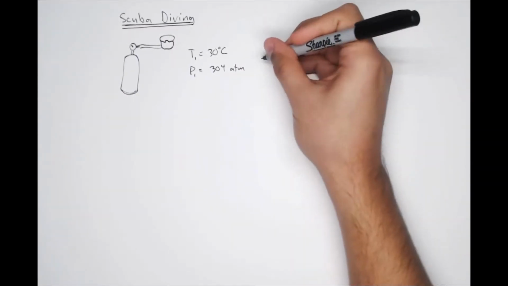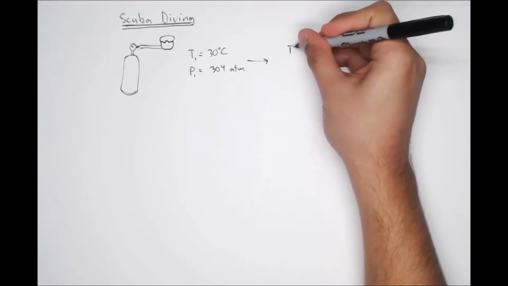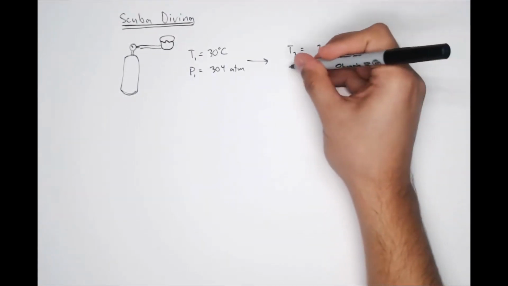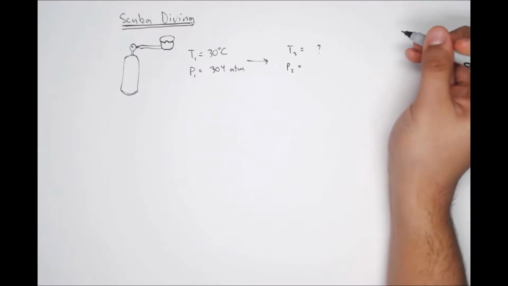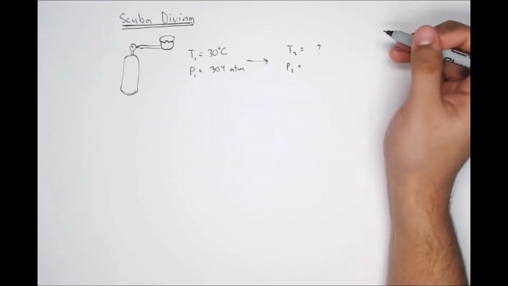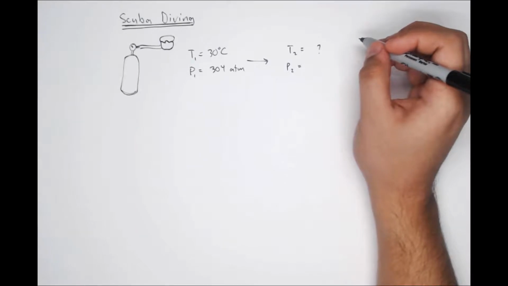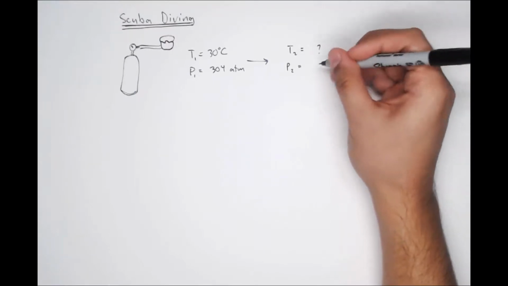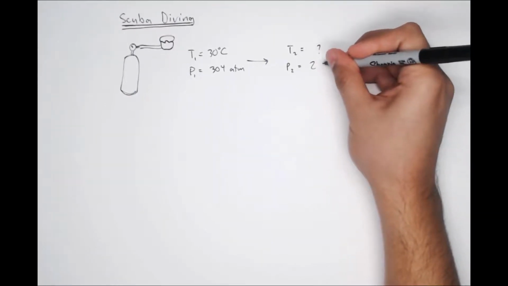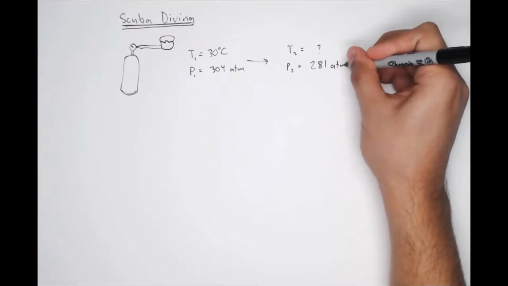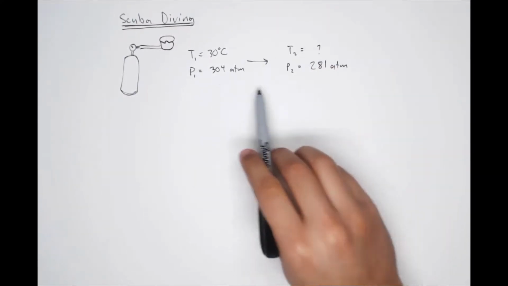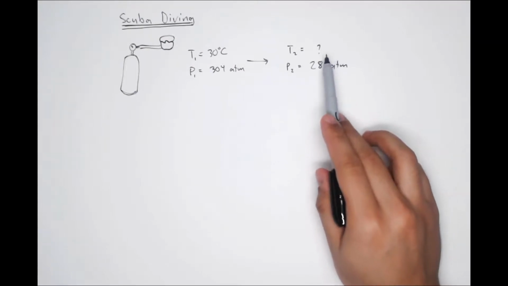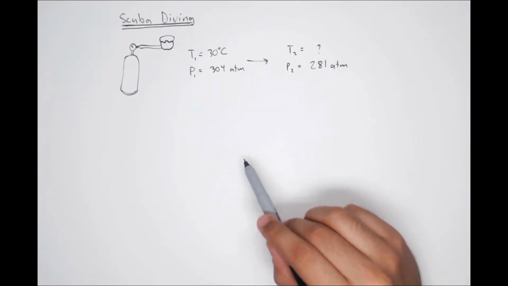Then when you dive down deep into the water, the temperature is going to go to some lower value, and the pressure in your tank is also going to drop, because the pressure in the gas is sensitive to its temperature. As the temperature goes down, molecules have less kinetic energy. They collide with the walls of the tank less frequently, and that manifests as a lower pressure. Let's say deep down in the cold water, your pressure is down to 281 atmospheres. Our goal in this problem is to use this change in pressure to figure out what temperature the gas reaches once you're down in the cold water.